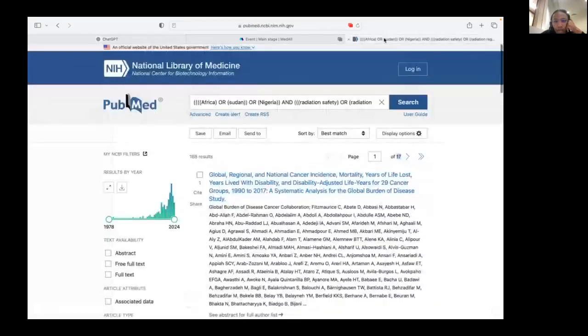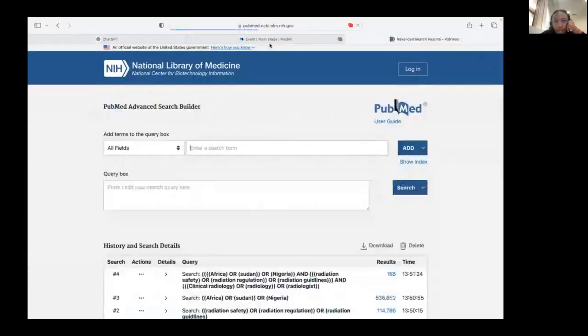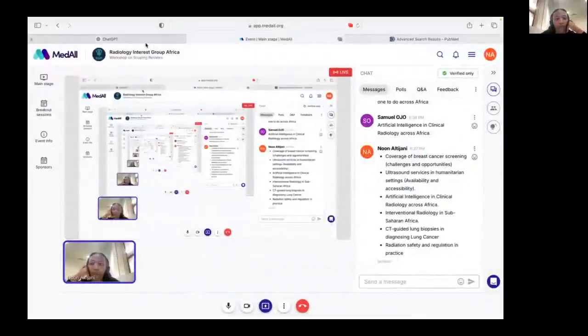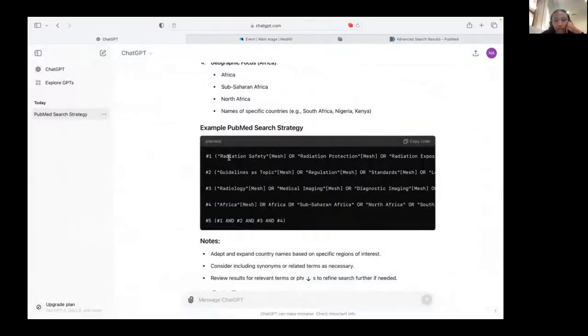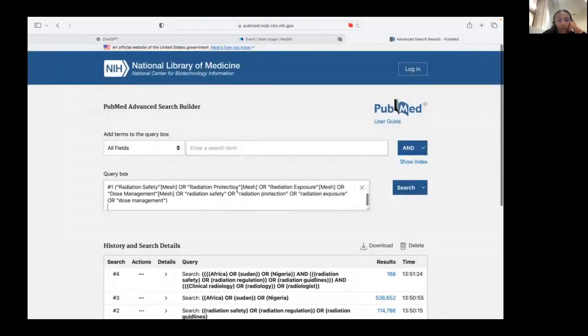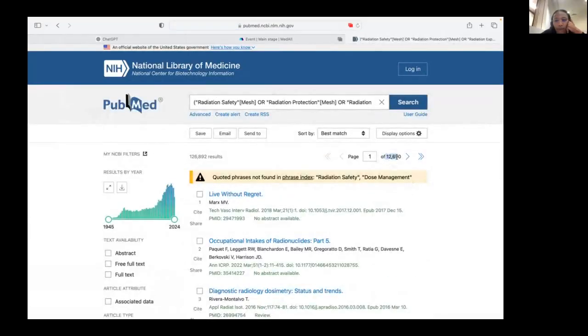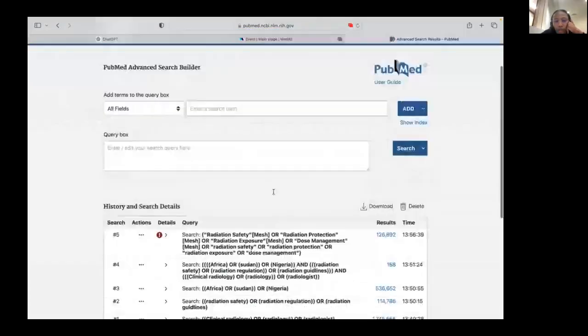So what we could do is go back to our search here. We can use some of the ChatGPT terms, so we'll copy this. Make sure to remove the areas. So we have a search here. We have about 12,000. We can go back to advanced.